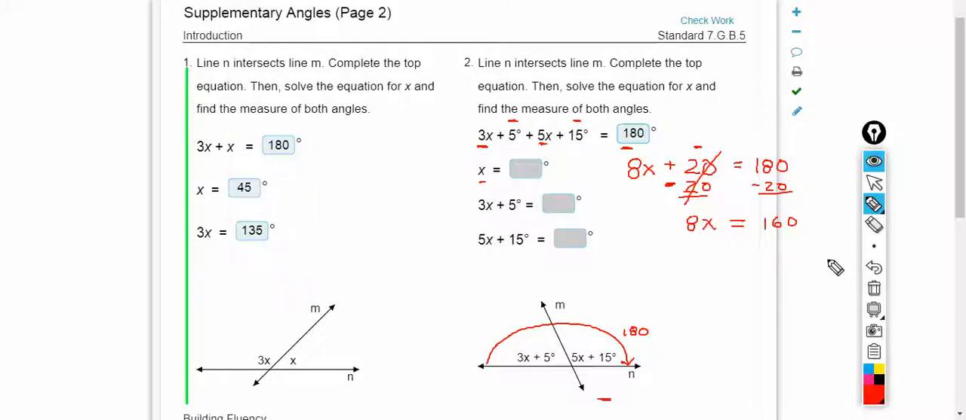Like I mentioned previously, 8x is 8 times x. We have to do the reverse of it to get the x by itself, which means we're going to have to divide.